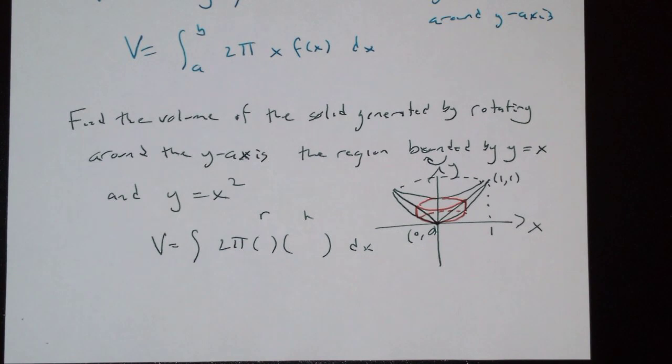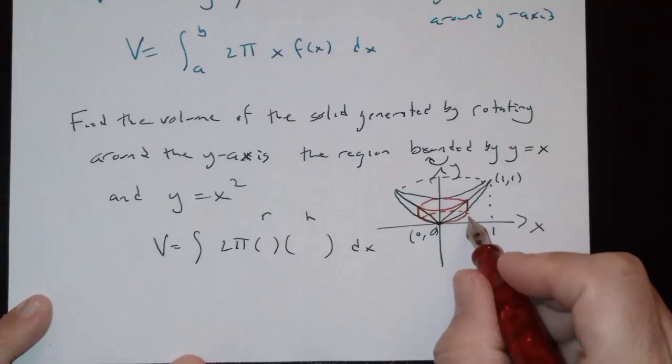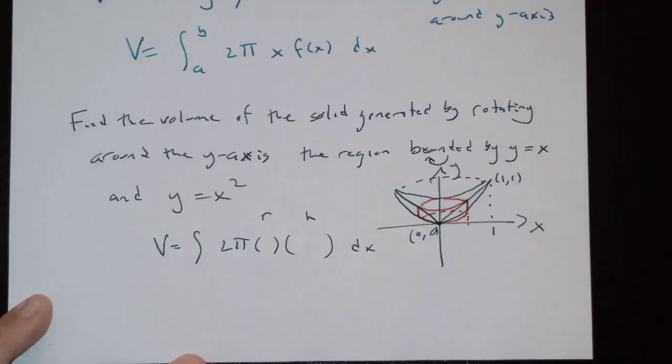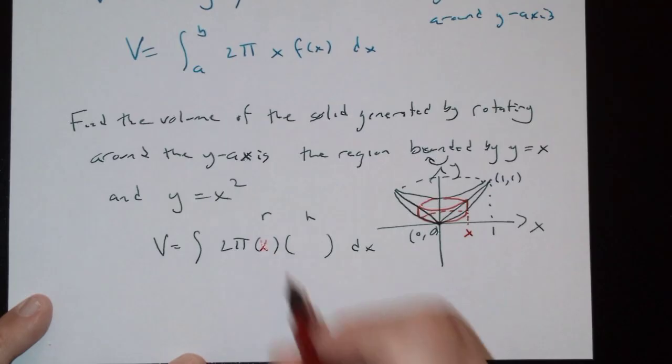Two pi, radius, height. What is the radius of our cylinder? It's wherever we drew this mark, right? Well, that's some x between 0 and 1. So my radius is an x.